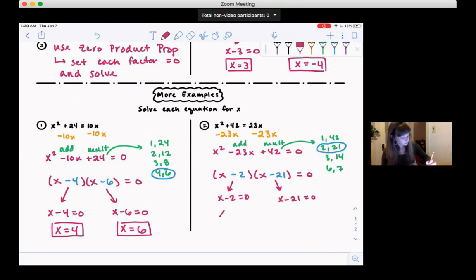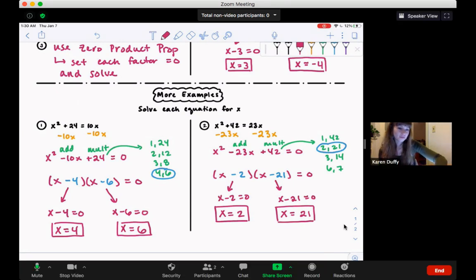If x minus 2 equals 0, then x would have to be a positive 2. And if x minus 21 equals 0, then x would have to be a positive 21. And we have our two solutions to our equation. Awesome. So that is solving by factoring.